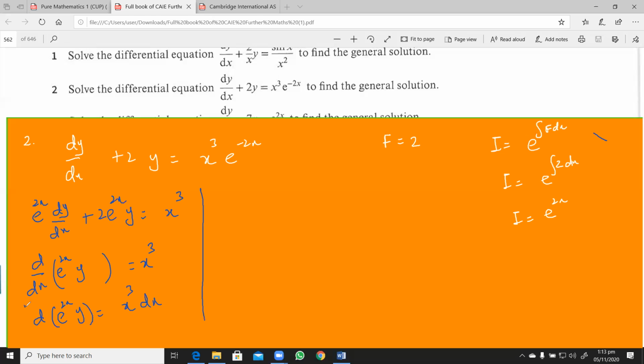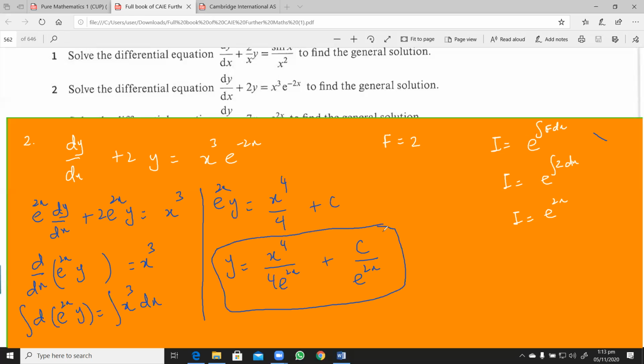Okay, so we integrate both the sides here. So now we have e raised to power 2x times y, that is going to be x to the power 4 over 4 plus c. So y is x to the power 4 over 4 e raised to power 2x plus c over e raised to the power 2x. So that should be the general solution of this equation.